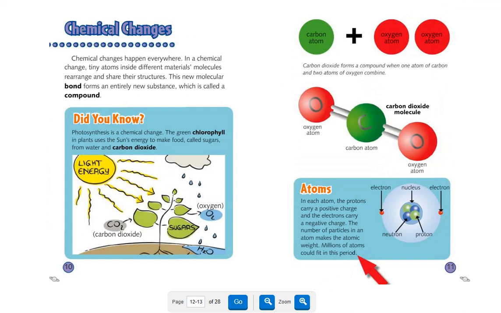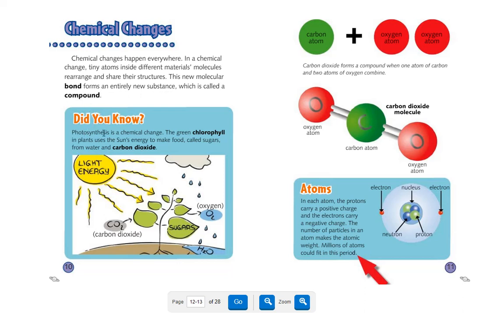Next up, chemical changes. Chemical changes happen everywhere. In a chemical change, tiny atoms inside different materials' molecules rearrange and share their structures. This new molecular bond forms an entirely new substance, which is called a compound.